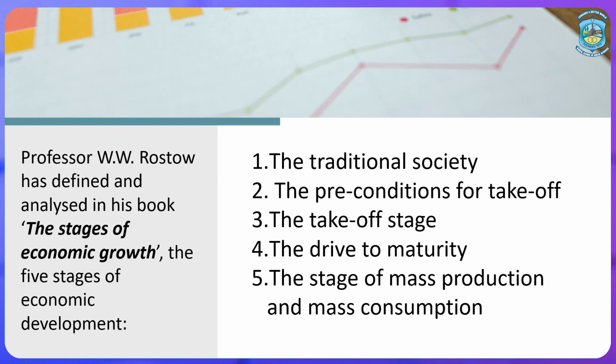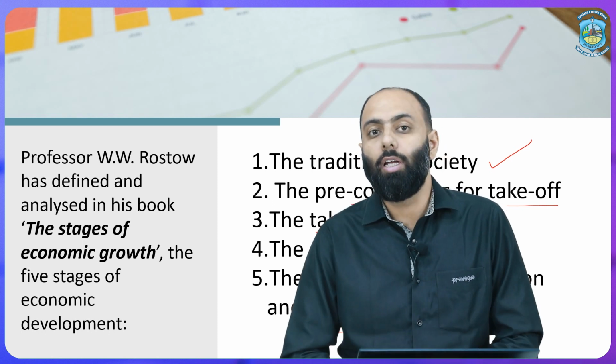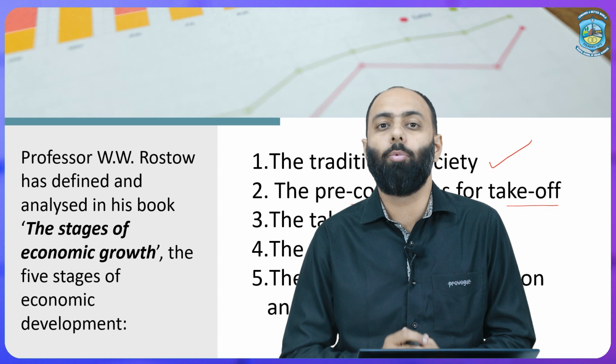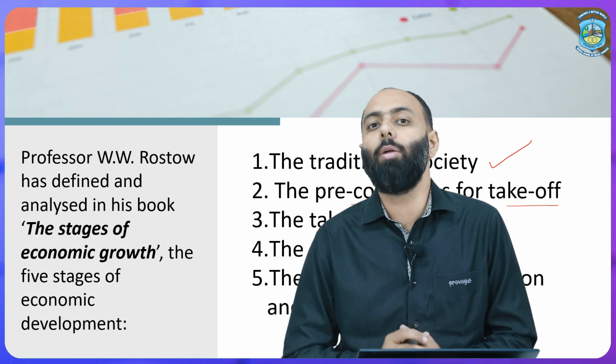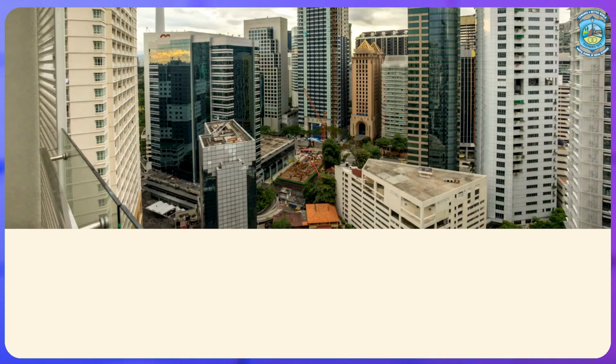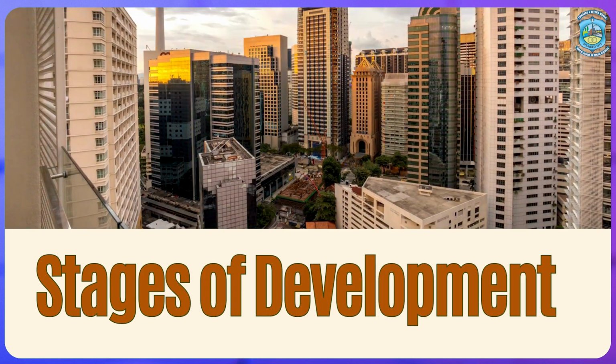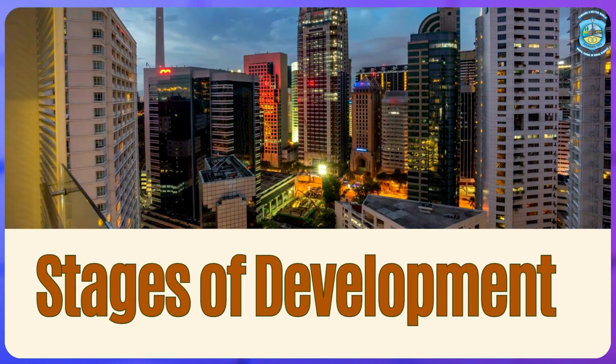Namely, these stages were the traditional society, the precondition for takeoff, the takeoff stage, the drive to maturity, and lastly the most important stage in which we start calling a country a developed nation, the stage of mass production and mass consumption. These were the 5 basic stages in which Rostow divided the economic model of development for any nation. So, let us discuss the various stages of development given by Rostow.